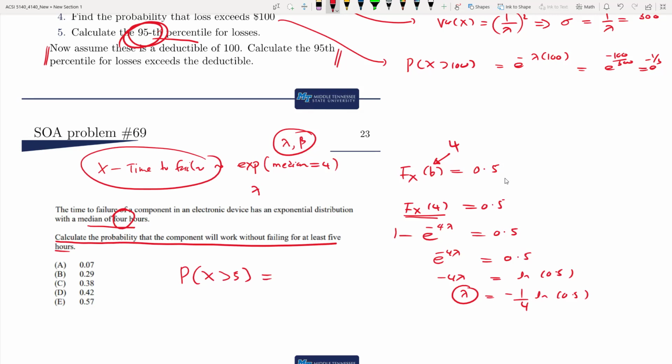So X needs to be more than 5. This is the survival probability, and we know that it's e to the power negative lambda times X. In this case, X is 5. So e to the power negative 5 lambda, and lambda I just found. So substitute that and you can get the answer.